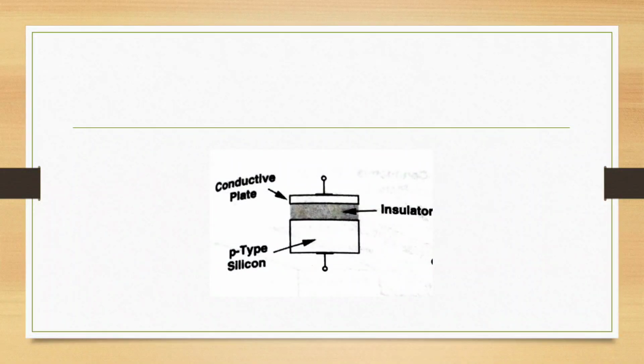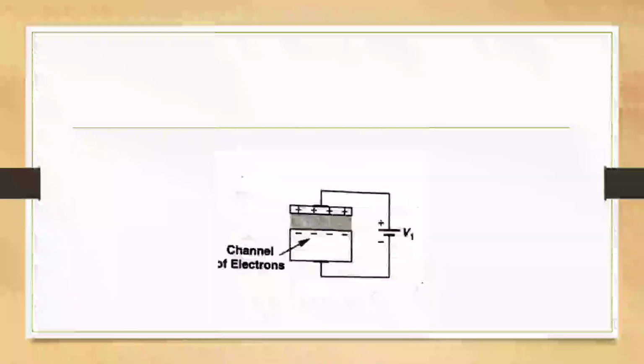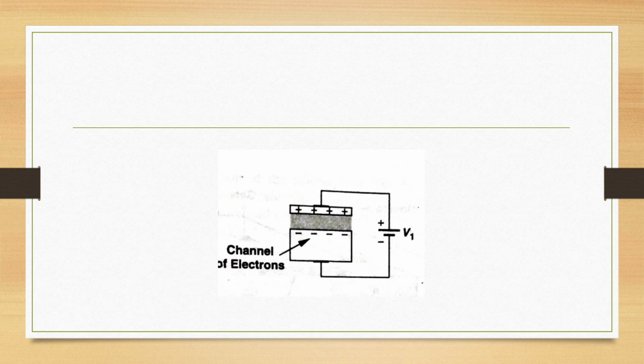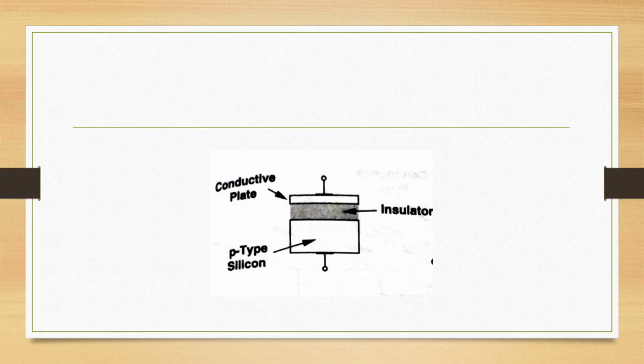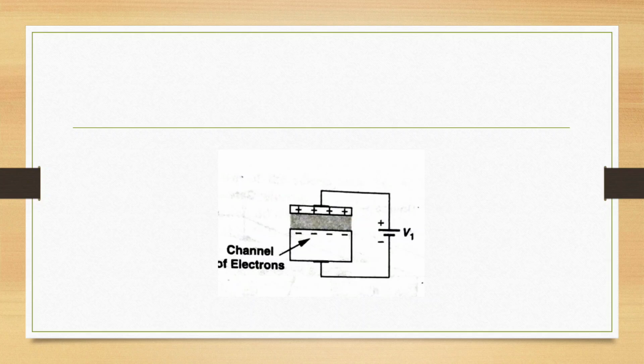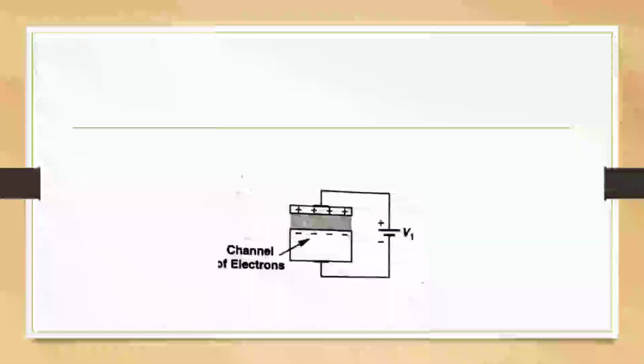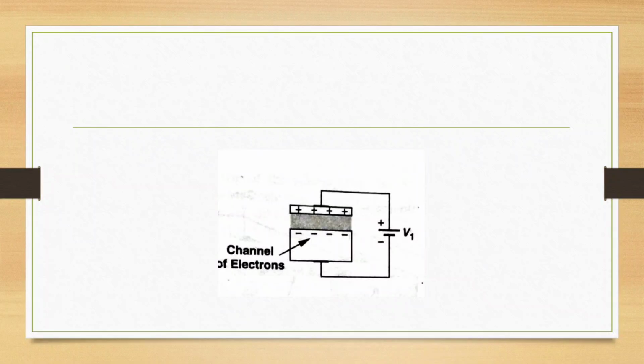What will happen when you connect this structure to a power supply? That we will see next. First of all we have a metal plate, the top layer, called the metal layer. Here you can see the conductive plate, and next the insulating material. The last layer is the substrate, which is doped, a P-type semiconductor. Now I am going to connect one supply, V1. The positive is connected to the top layer and the negative is connected to the P-type substrate.